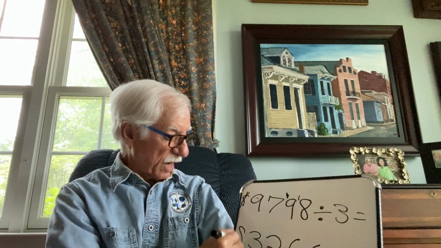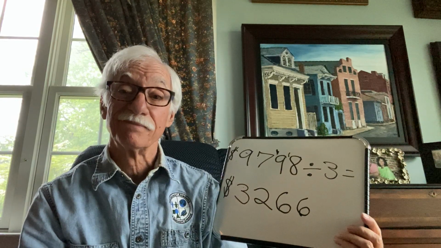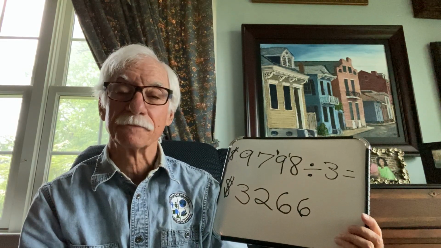So, if my lady friend is going to buy a new car, and she's going to pay $9,798, and she's going to pay for it in 3 installments, then each installment is going to equal $3,266 each one. Okay? And you can check that by multiplying the quotient by the divisor 3 and see if Mr. T got it right. And if I got it wrong, I'll fix it and learn from my mistake.